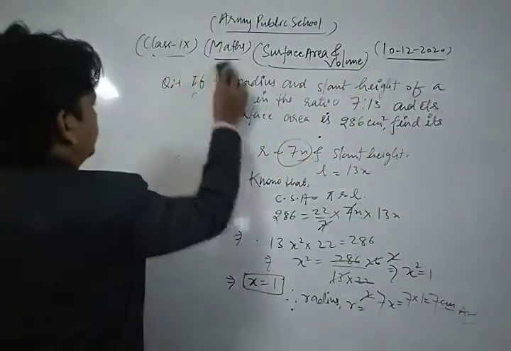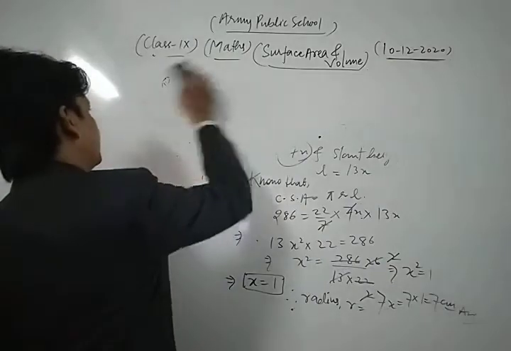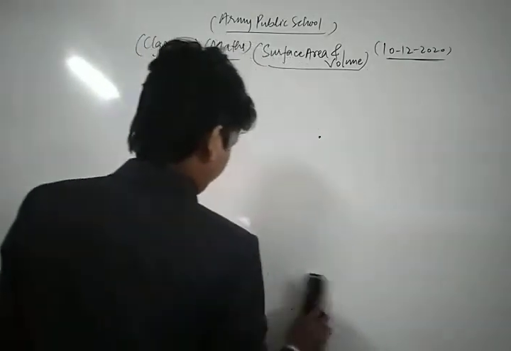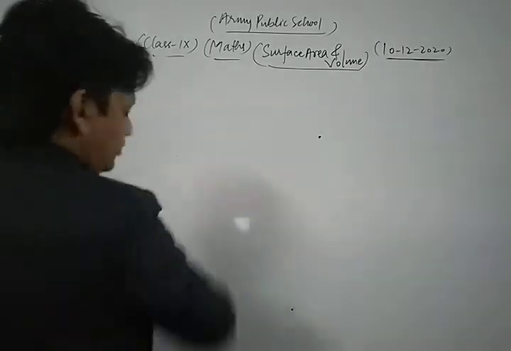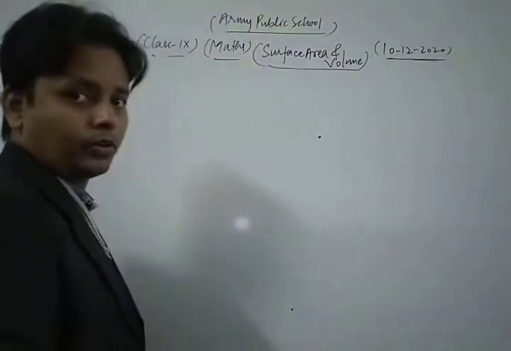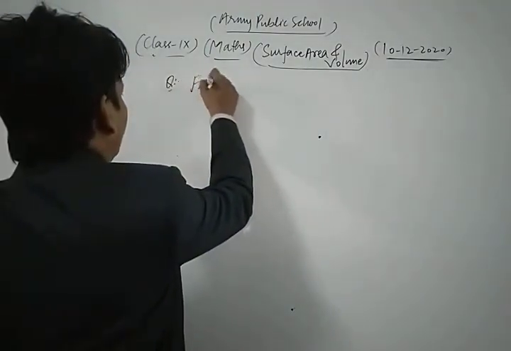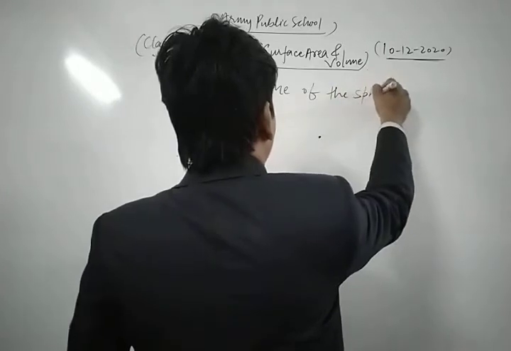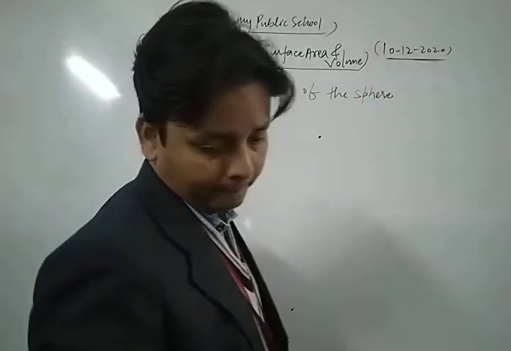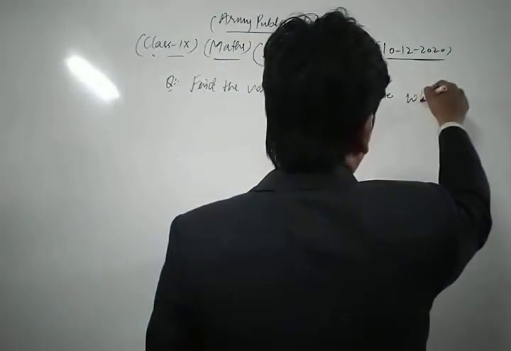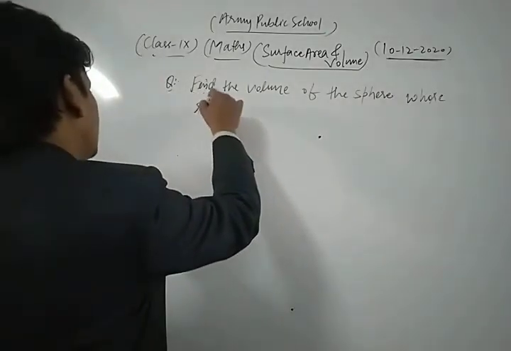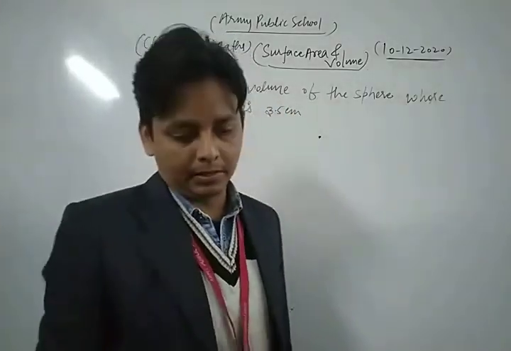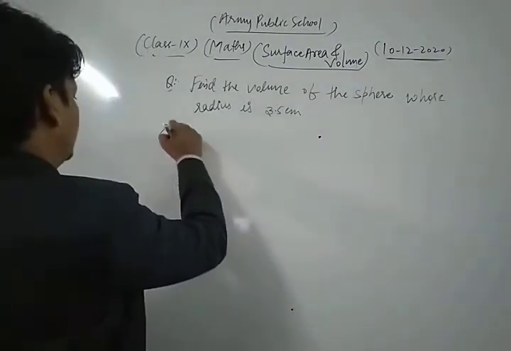Find the volume of a sphere. The question is: find the volume of the sphere whose radius is 3.5 centimeter. Now let's see its solution.